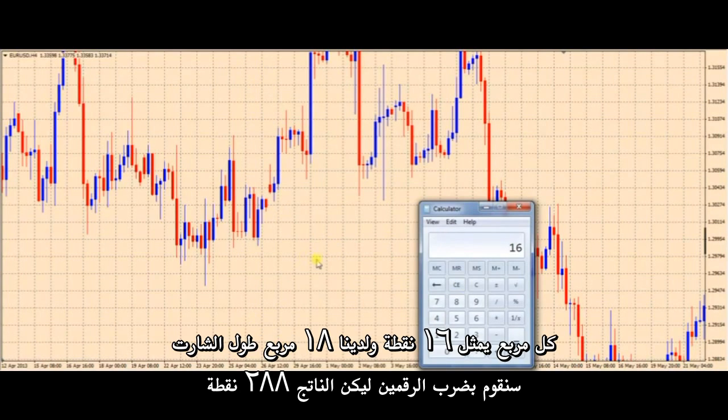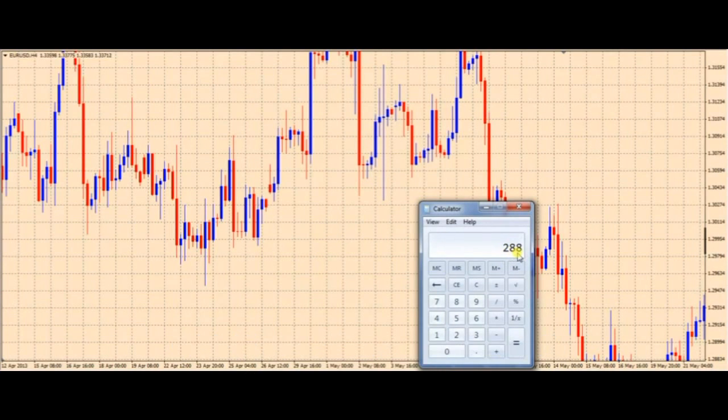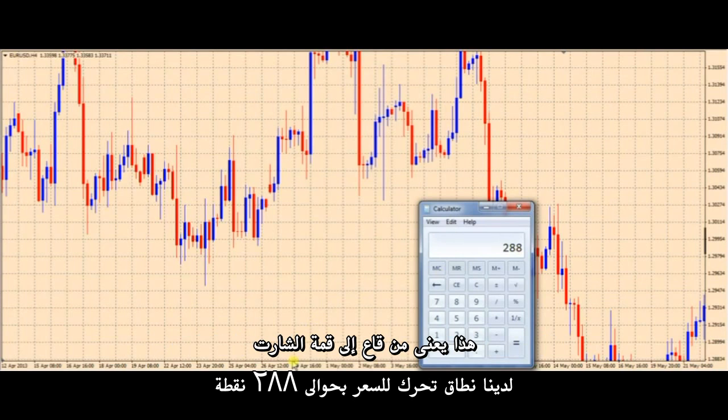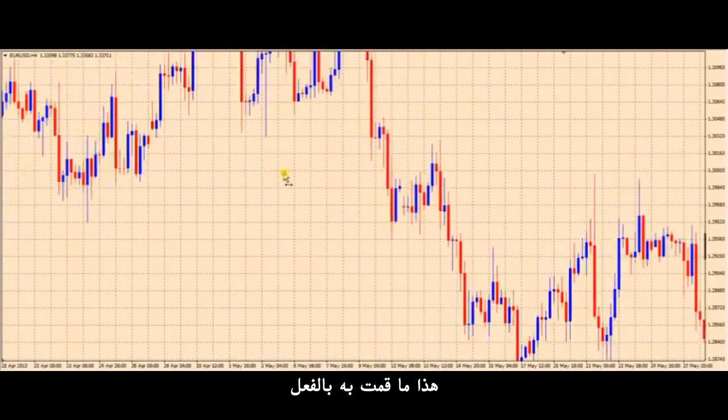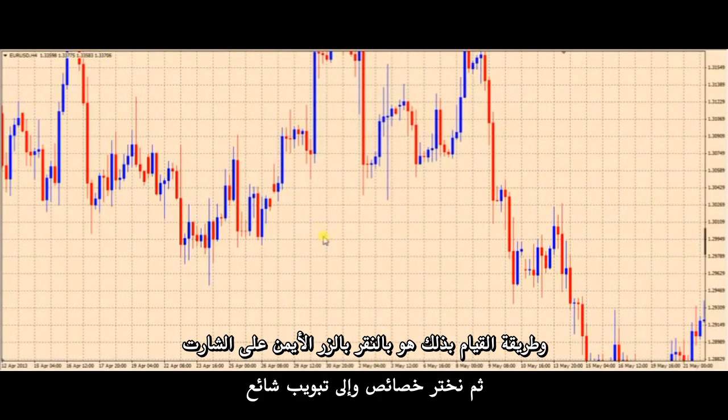Since each square represents 16 pips and I have 18 of them, I simply have to multiply the 16 pips by the 18 squares to get 288 pips. So what that means is from the bottom of my chart to the top of my chart, there has to be a range of 288 pips. And actually that's what I have it set at right now.